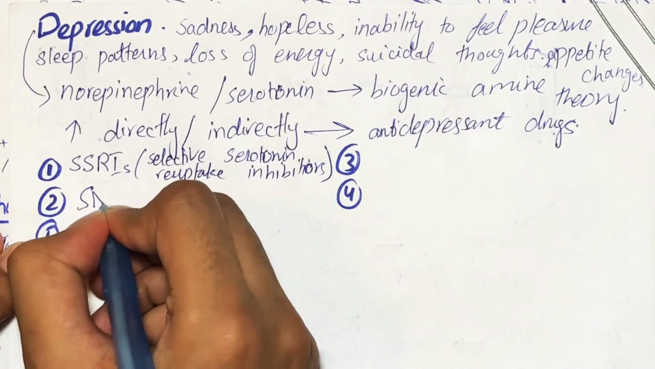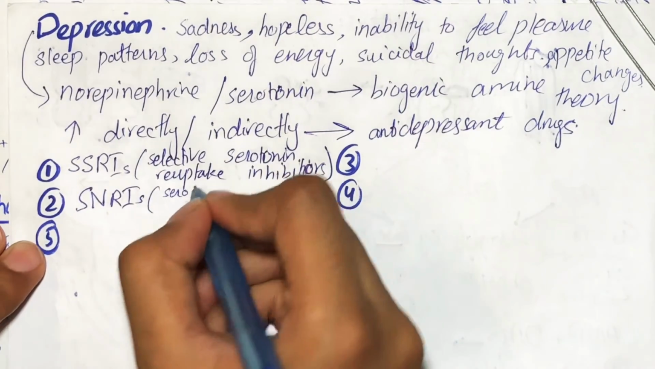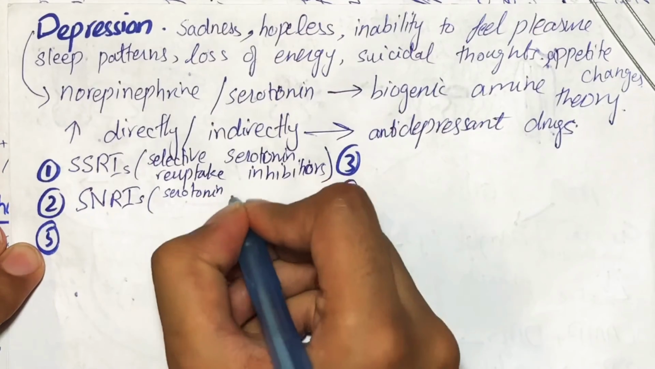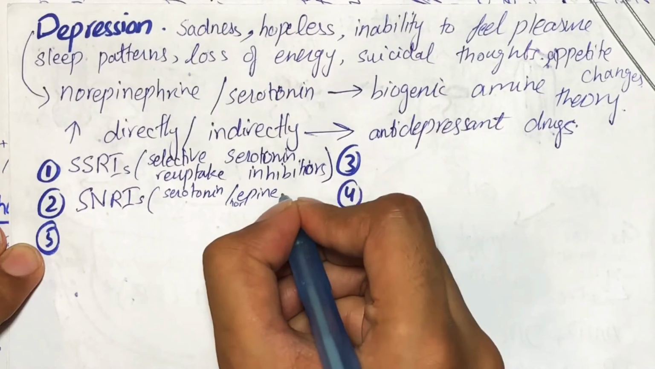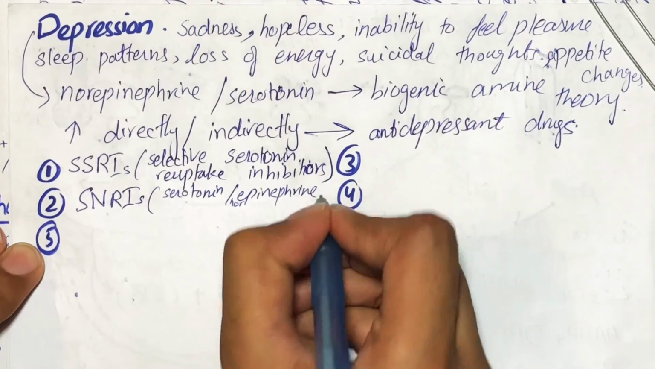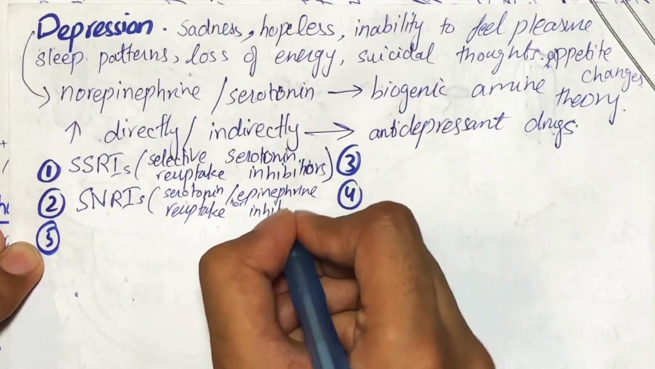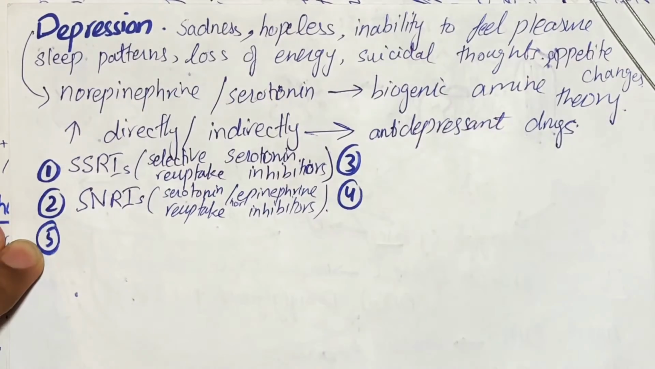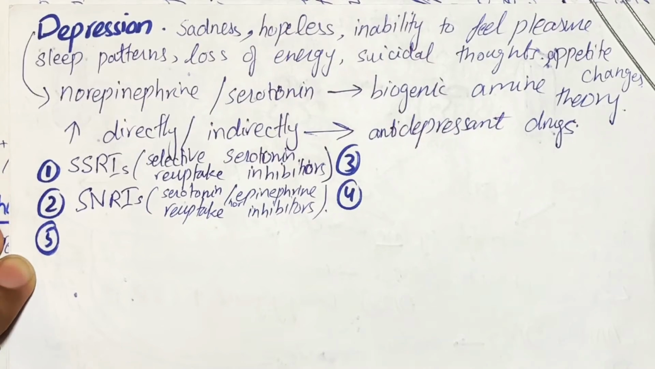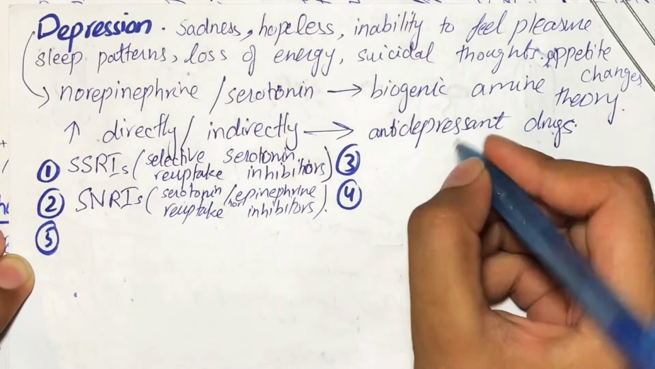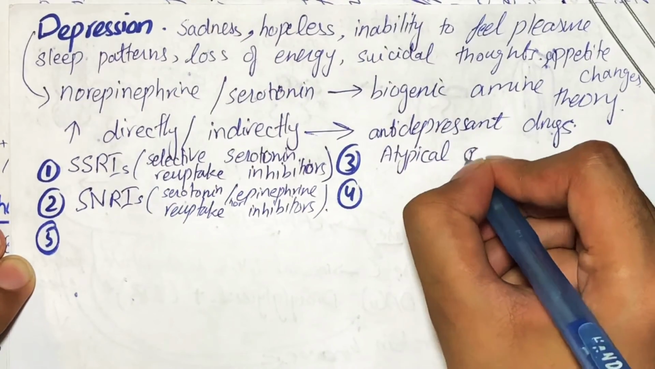serotonin norepinephrine reuptake inhibitors. They inhibit the reuptake of both serotonin and norepinephrine, and in this way there is an increase in the concentration of these neurotransmitters in the synaptic cleft, which causes an increase in the response of these neurotransmitters. And the next class is atypical antidepressants.